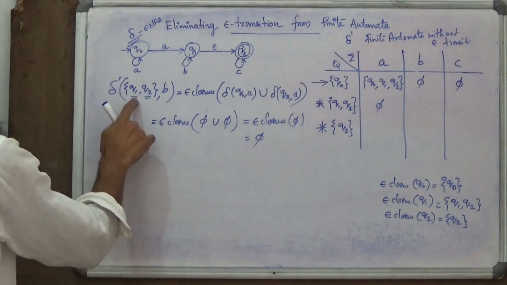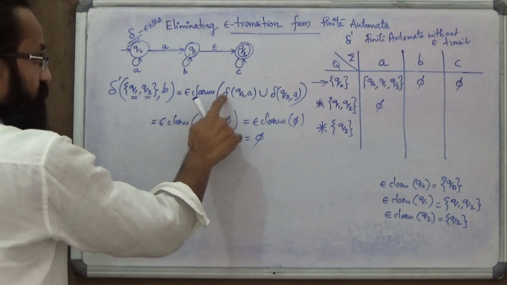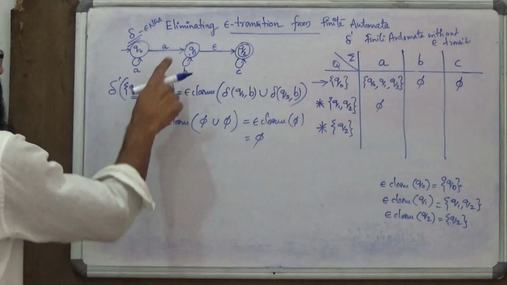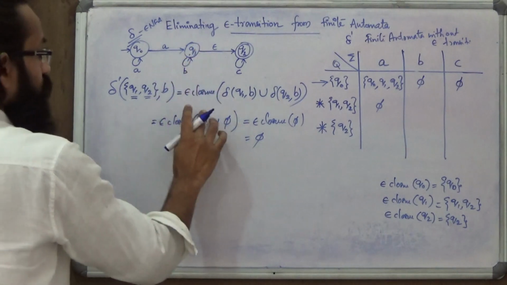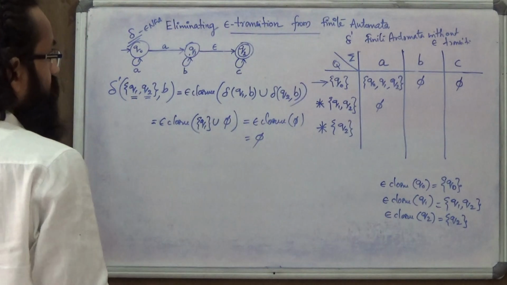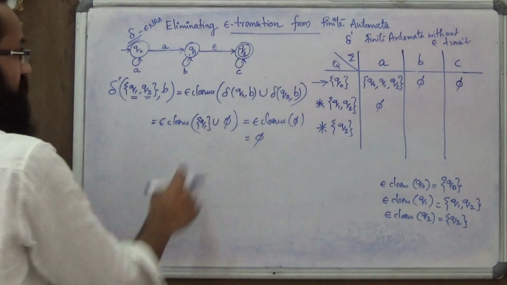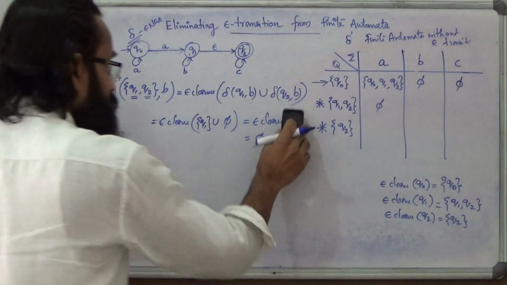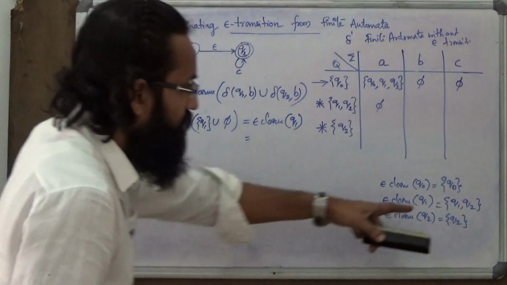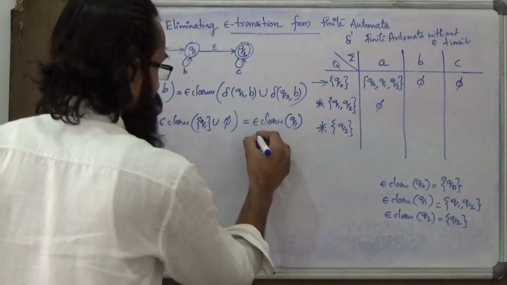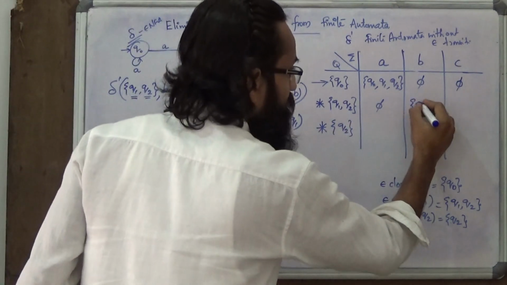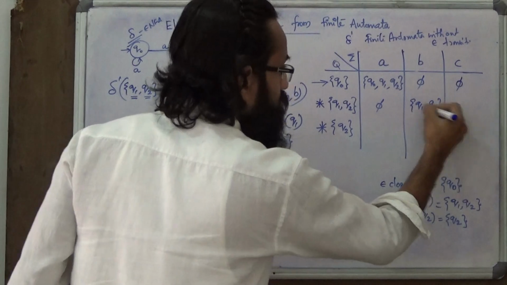Now apply B transition to this state. So delta dash Q1 Q2 B will be equal to epsilon closure of delta Q1 B union delta Q2 B. What is delta Q1 B? Delta Q1 B is set Q1, union delta Q2 B, which is null set. So this in turn is epsilon closure of Q1. What about epsilon closure of Q1? That is the set Q1, Q2. So here the target state will be Q1, Q2.